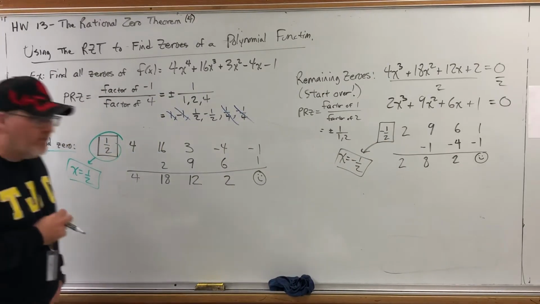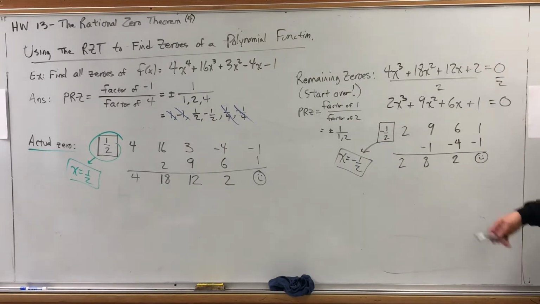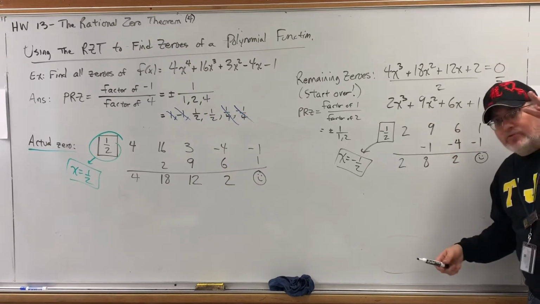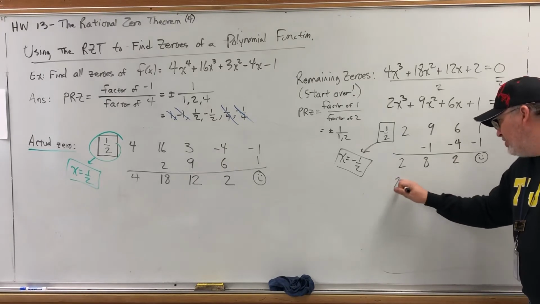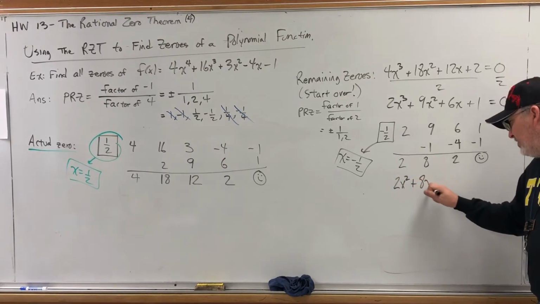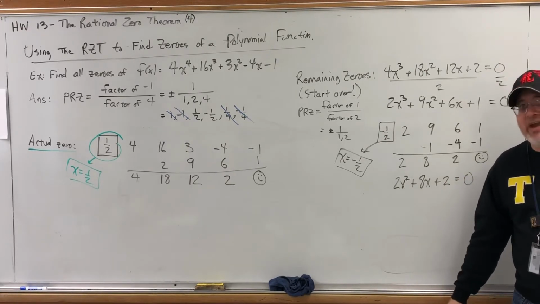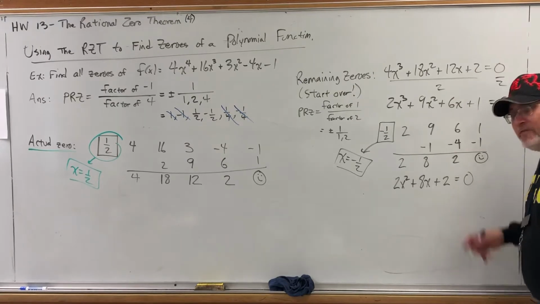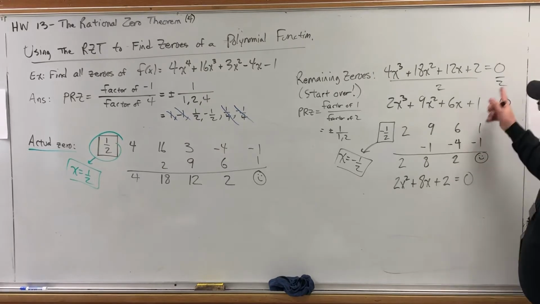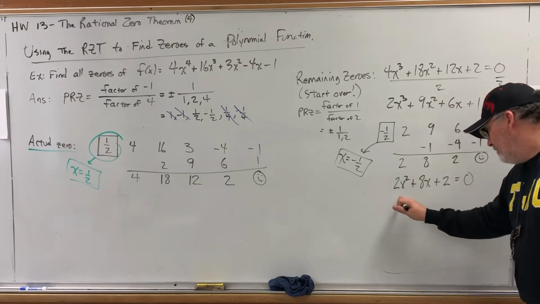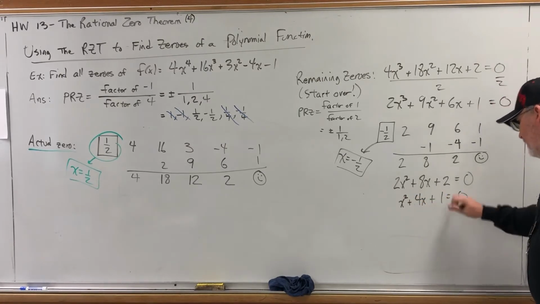But we're not done, because the bottom row now represents a new polynomial. We just did a synthetic division problem on a degree 3 polynomial. It lowers it down to degree 2. So this 2 represents 2x squared, and then plus 8x plus 2 is equal to 0. Good, now it's quadratic. But do you notice anything about the coefficients? They're all still even. Let's divide them all by 2 without actually writing divide by 2. This becomes x squared, this becomes plus 4x, this becomes plus 1.